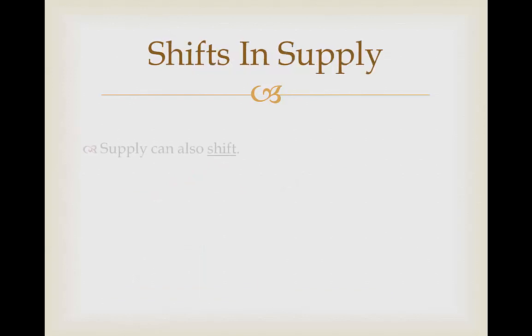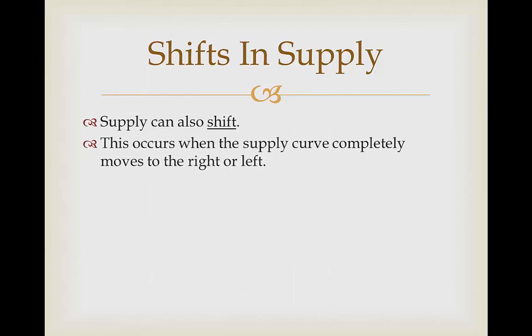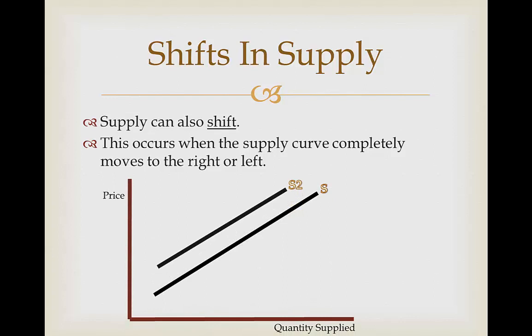Shifts in supply. Supply can also shift. What we just looked at on the supply curve is a movement of supply that moves up and down the curve. But as you'll see now, we can shift the whole curve completely. This occurs when the supply curve completely moves to the right or to the left where it originally existed. For example, it can move to the left and then we would have to label this S2. It can also shift to the right, and if it's the first shift we would also label it S2, but if it's the second shift we would label it S3.